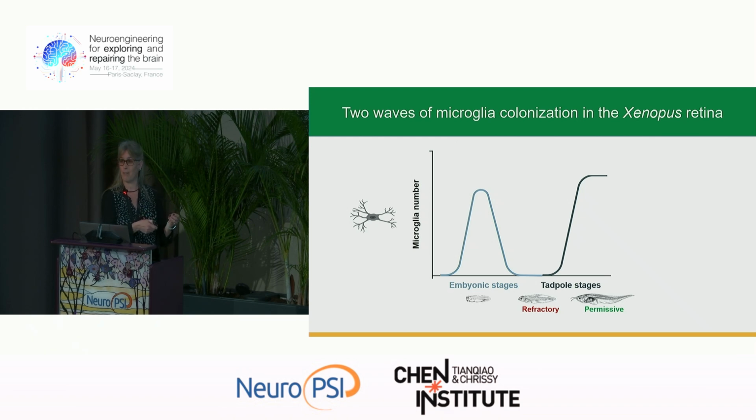That leaves us with a window during the early tadpole stage, so perfectly when the tadpole is refractory, with a quasi-absence of microglia within the retina. So obviously we wondered whether this could be linked to the capacity of regeneration. So we tested first what happens in case of injury, because this is during physiological condition, right?